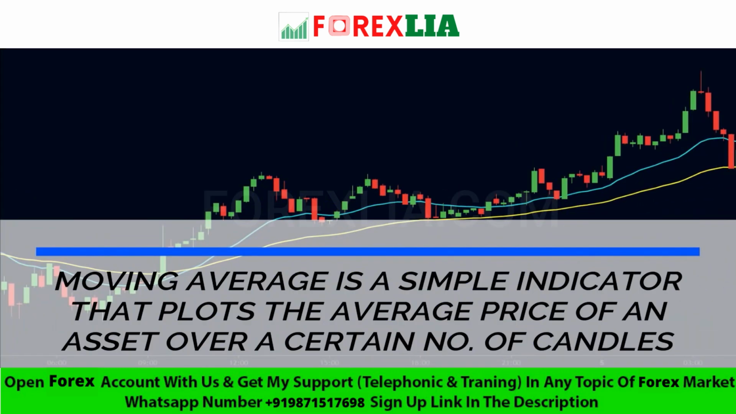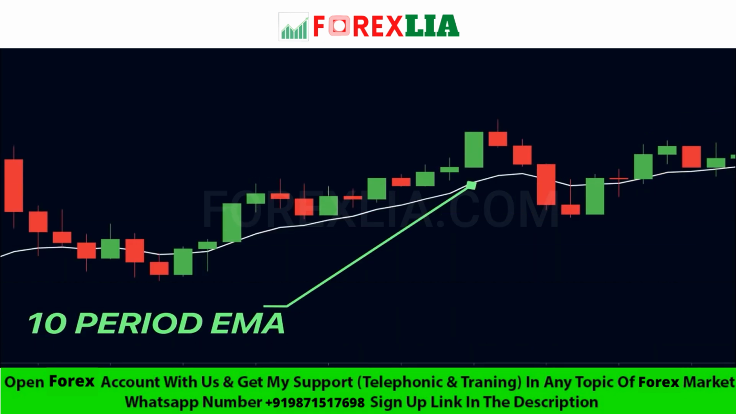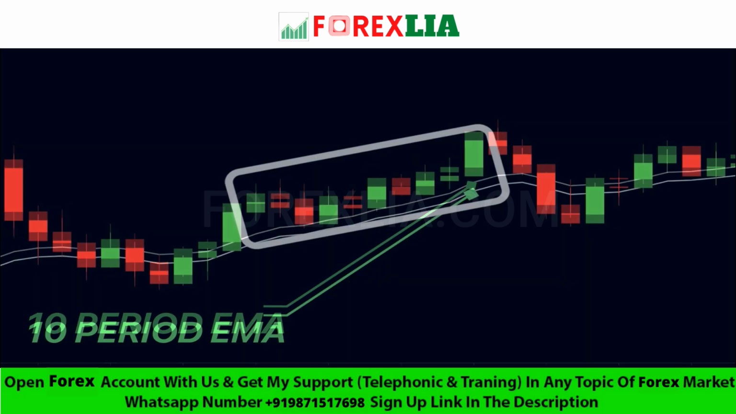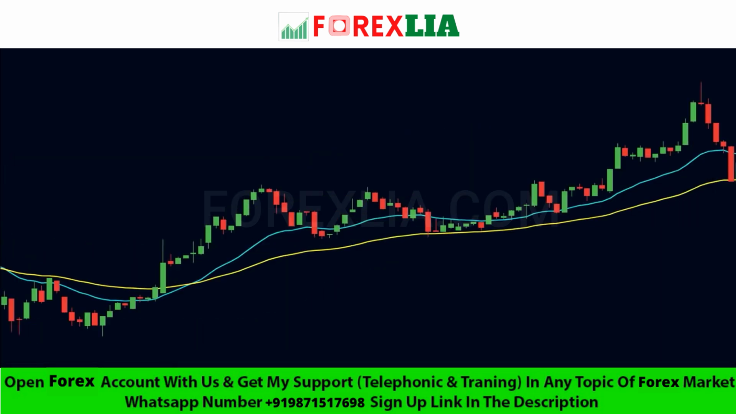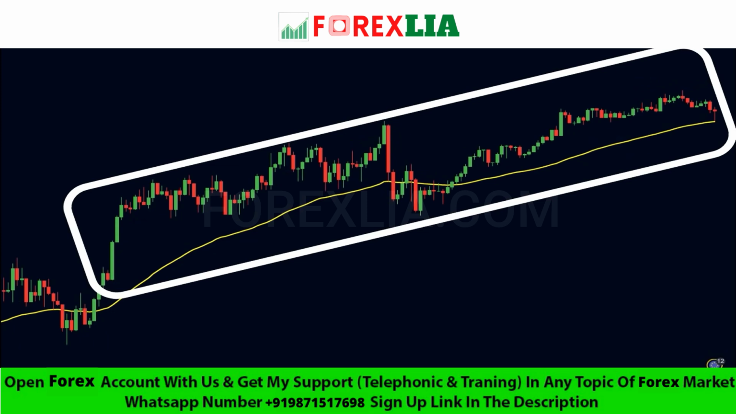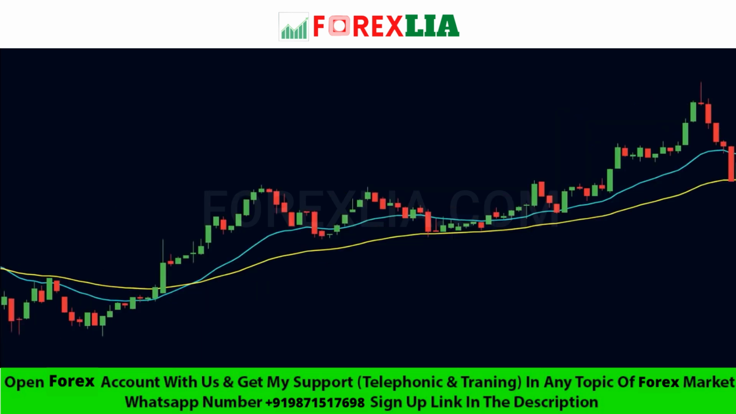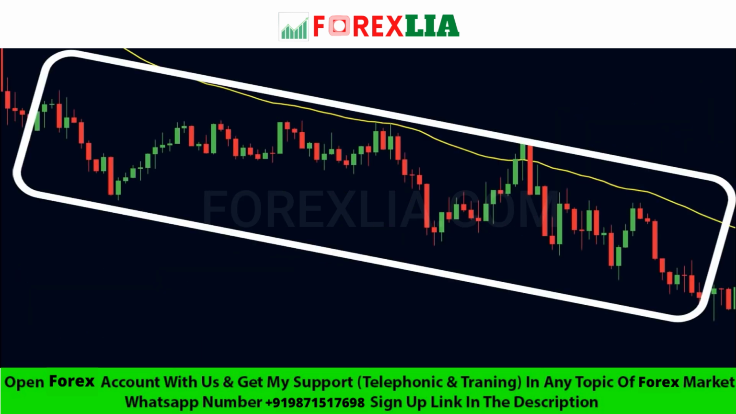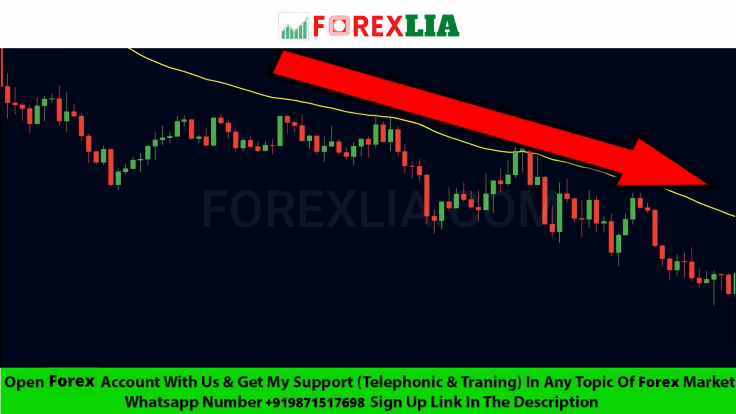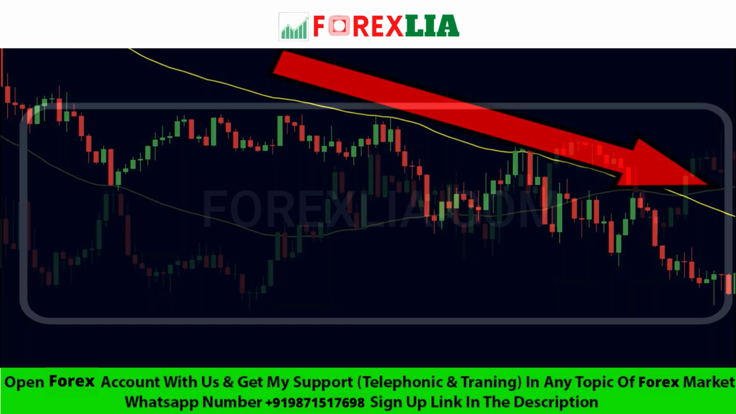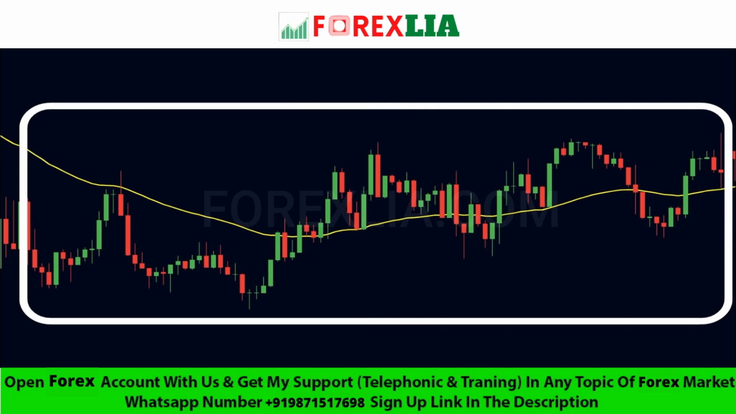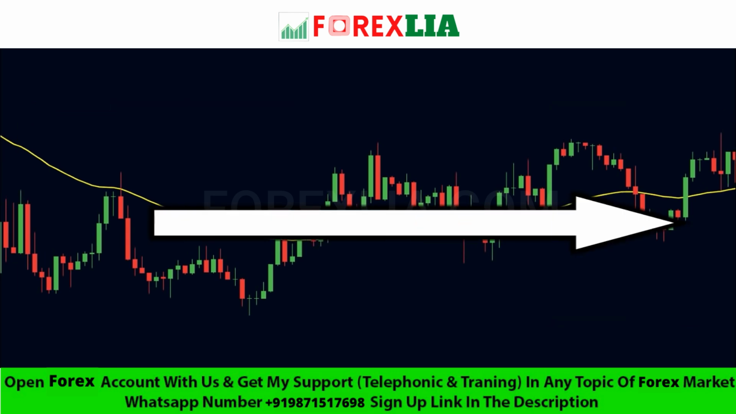A moving average is a simple indicator that plots the average price of an asset over a certain number of candles. A 10-period moving average will give the average price of an asset over the last 10 candles. When the price is above the moving average and the moving average is sloped upwards, the price is considered to be in an uptrend. Similarly, when the price is below the moving average and the moving average is sloped downwards, the price is said to be in a downtrend. And when the price is moving around the moving average and the moving average is flat, the asset will be considered to be in a sideways range.